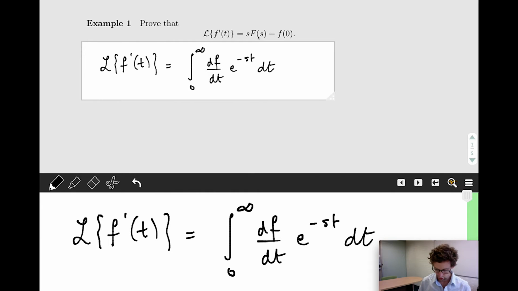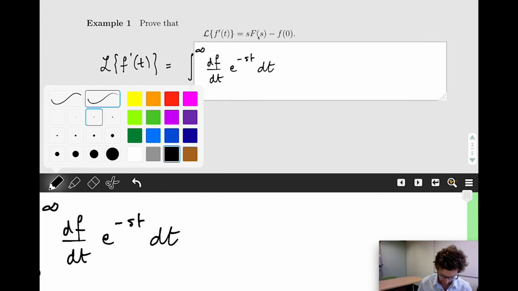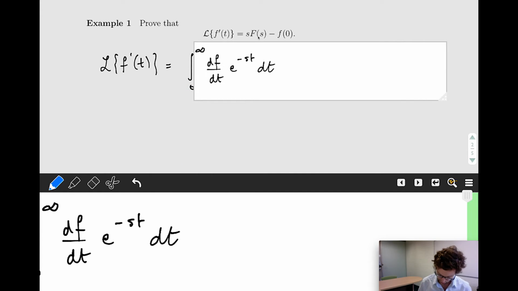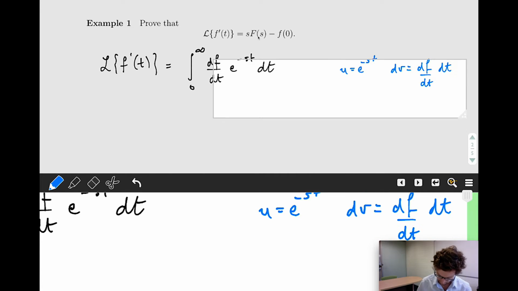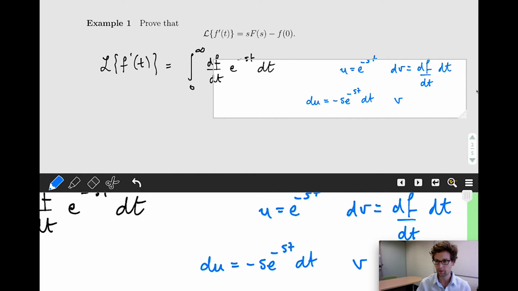dt. We're going to do integration by parts here, so I'll introduce a variable u is equal to e to the minus st, and dv is equal to df dt dt. So you can see that that's going to give me du is equal to minus s e to the minus st dt, and v is the integral of df dt with respect to t, which is just f.